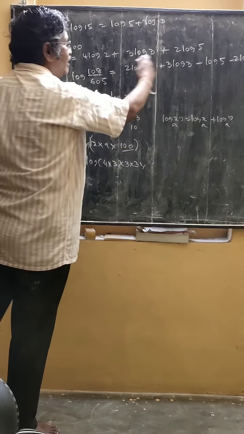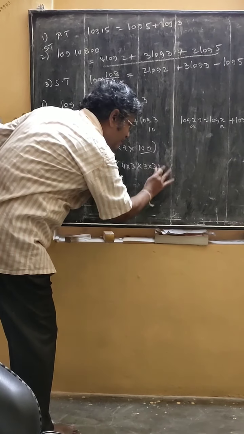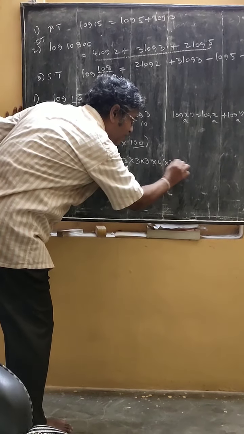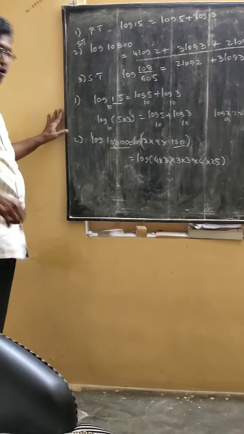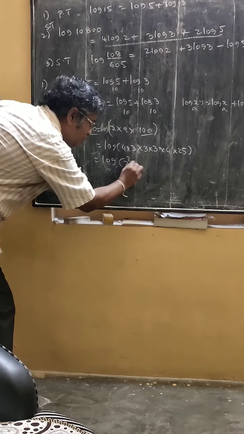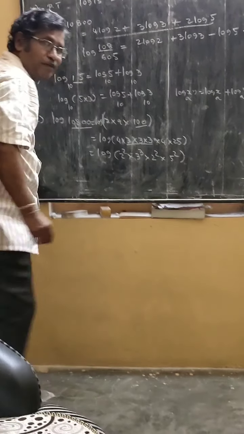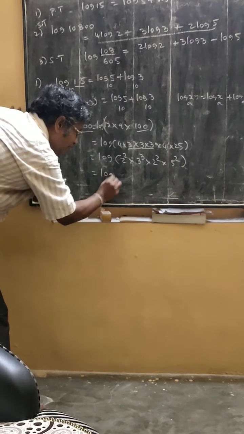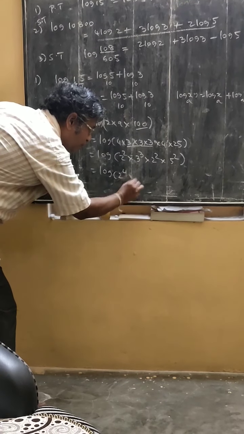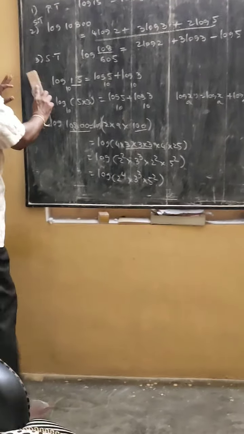100 is 10 square, but there is no 10 here. Observe here, there is no 10. So how can you write 100? As 4 into 25. So 4 can be written as 2 square, and 25 can be written as 5 square. So now we have 2 square into 2 square, which is 2 power 4, then 3 cube, into 5 square. Here this problem is over.